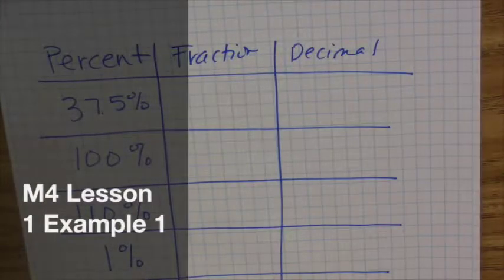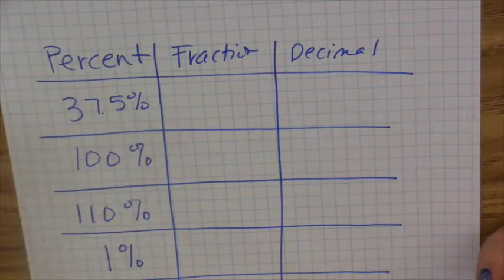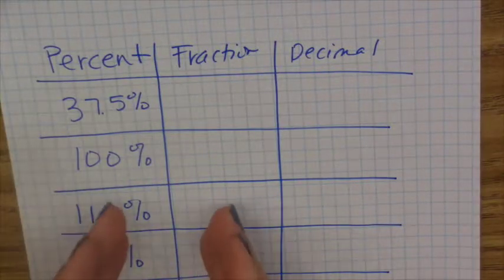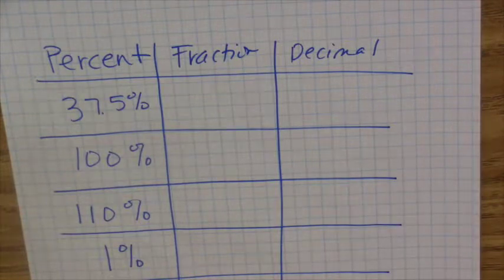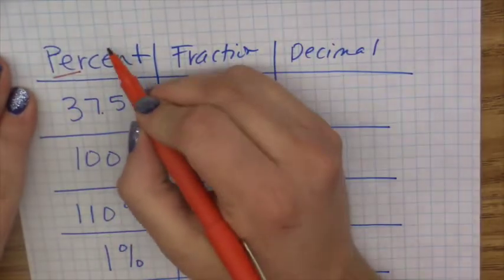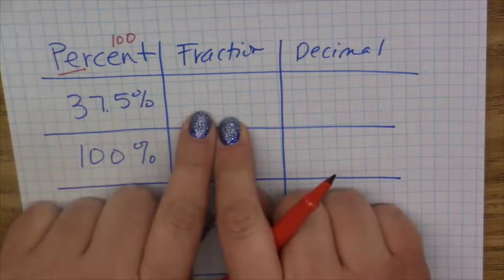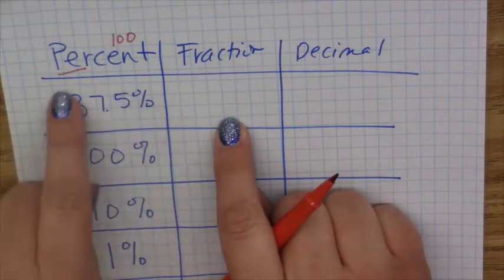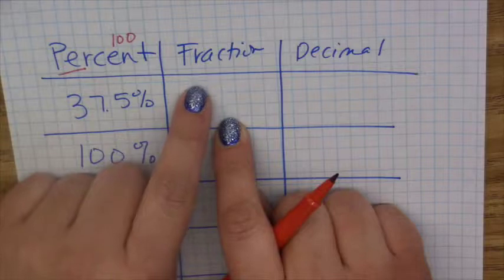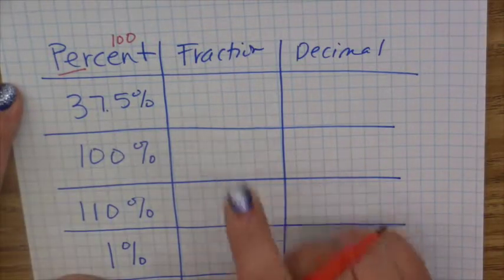All right, for example 1, you should already have your table from Canvas copied onto your notes page, and we are working on changing our percents into fractions and to decimals. Now we've talked that percent means per 100. So when we go to take our percent and change it to a fraction, we're just going to take our number that is our percent and we're going to put it over 100.